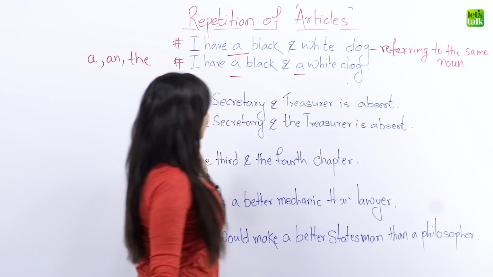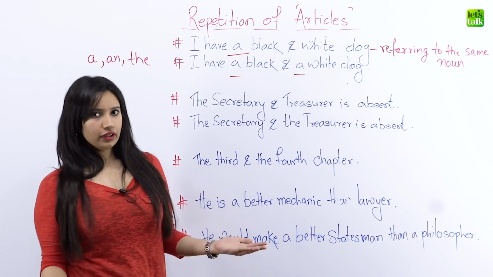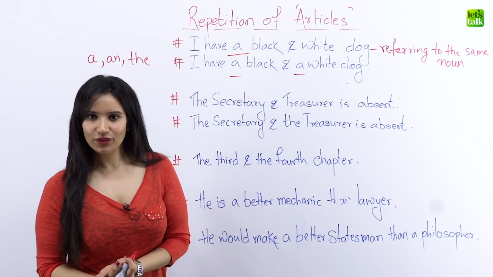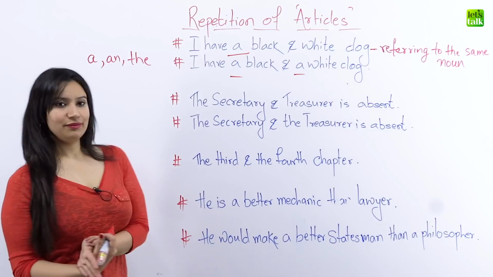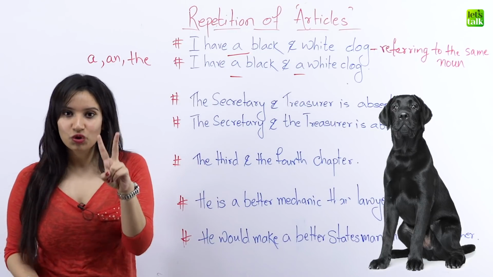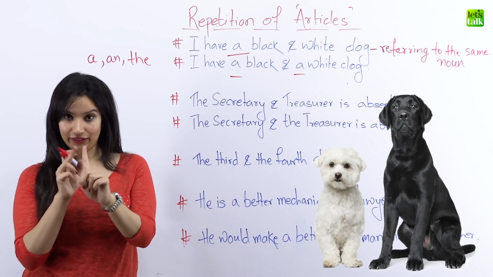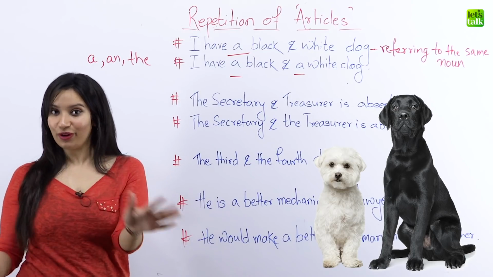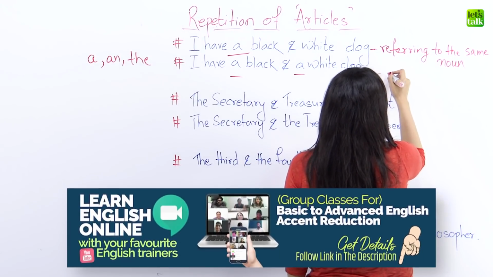Right. Now let's look at the next sentence that we have. I have a black and a white dog. Here we have used the article a twice. But why is that so? How does that change the meaning? Well, it really affects the meaning. I have a black and a white dog refers to two dogs and not just one, okay? And here, one dog is black in color completely and the other dog is white in color completely, not partly. So this is used to refer to two nouns.